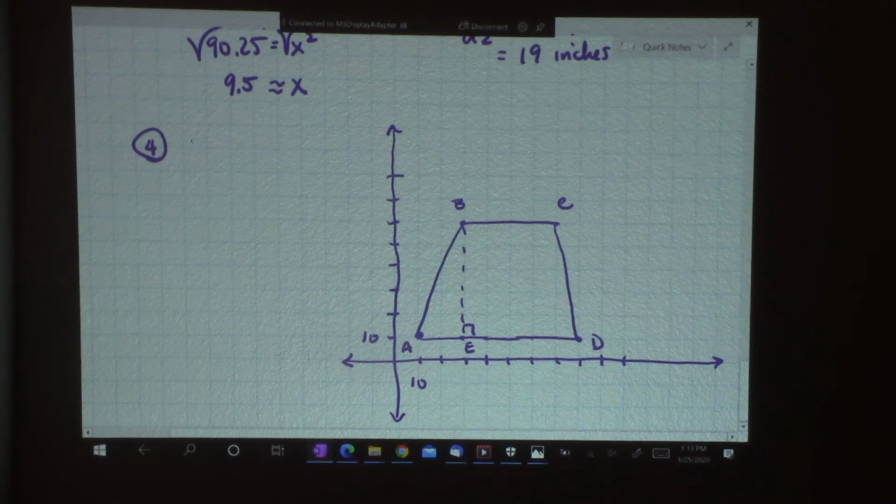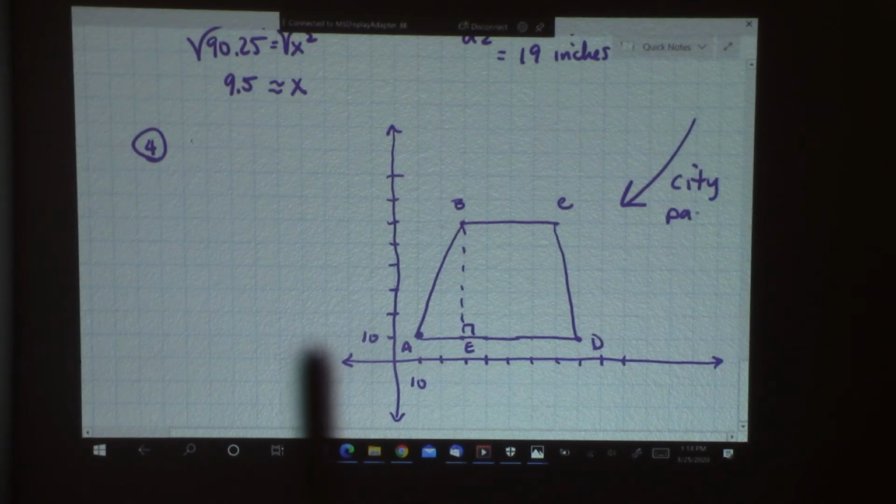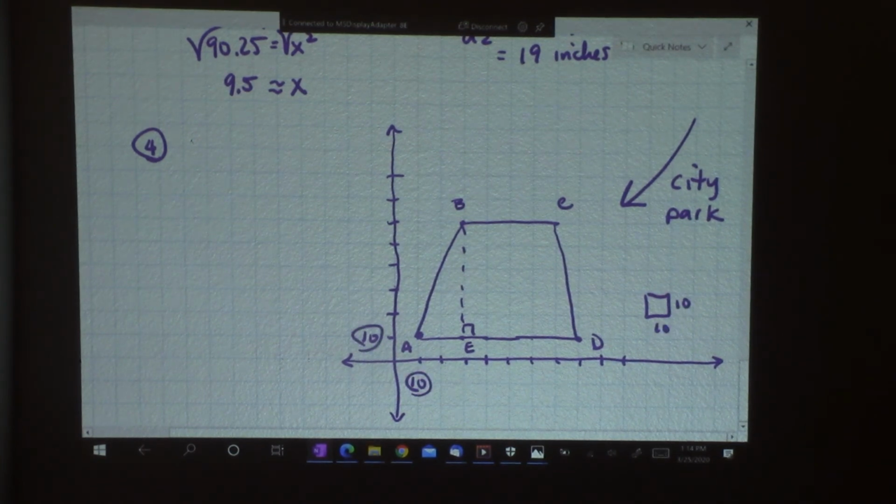Okay, I'm going to read it out loud. You have a map of a city park. So this trapezoid is our city park. Okay, and each grid represents a 10 meter by 10 meter square. So each one of these represents 10 by 10. That's why we have 10 here and 10 here. Find the area of the park.